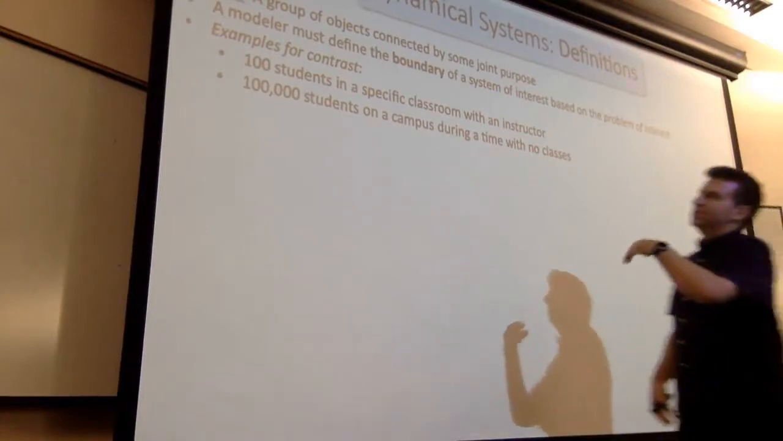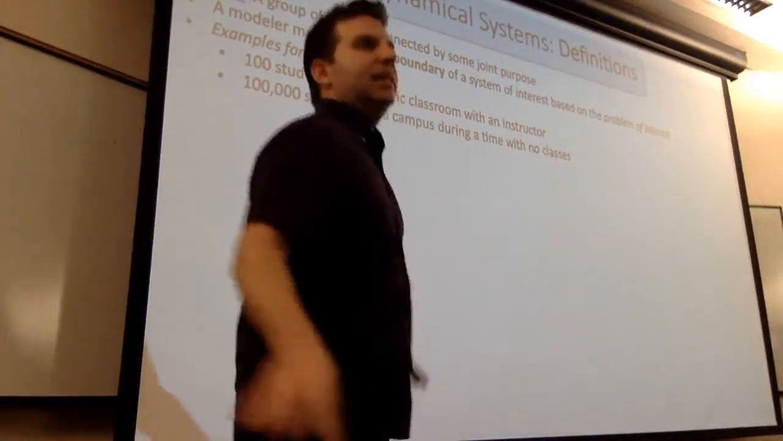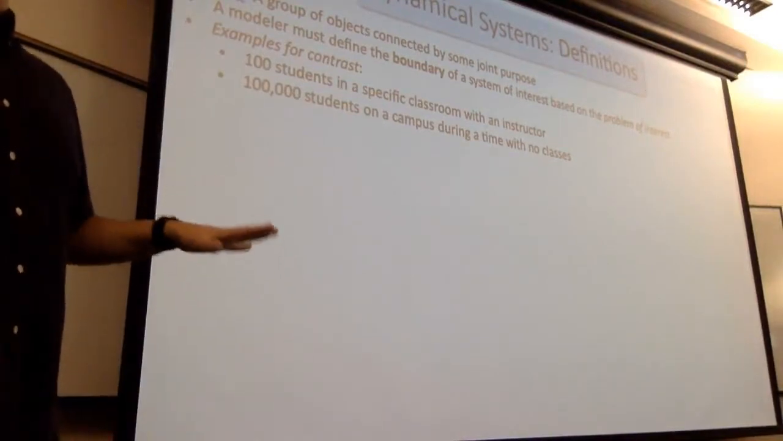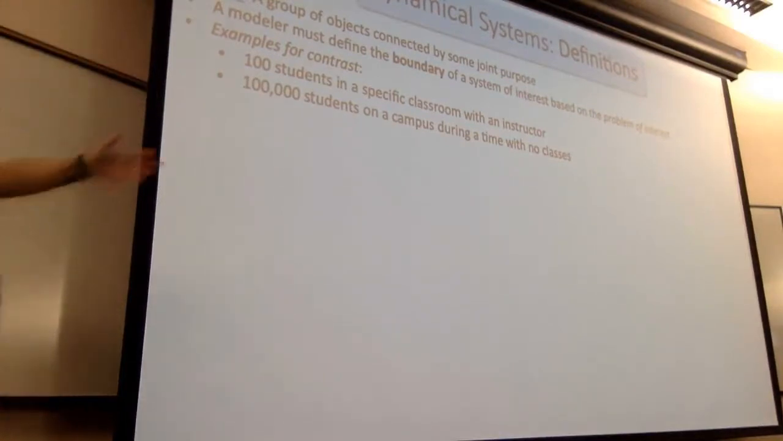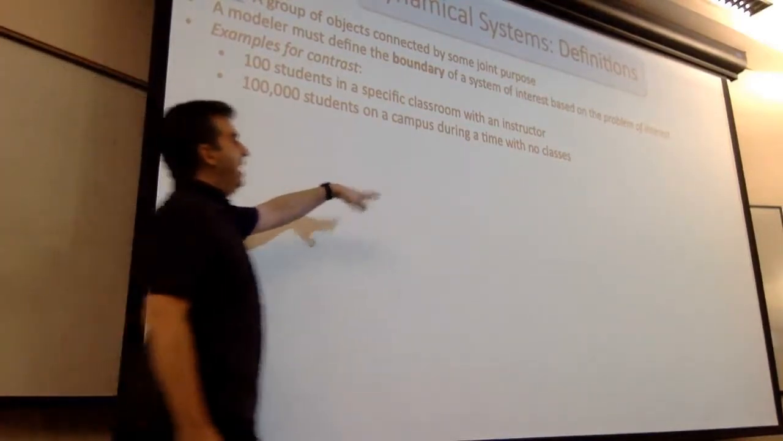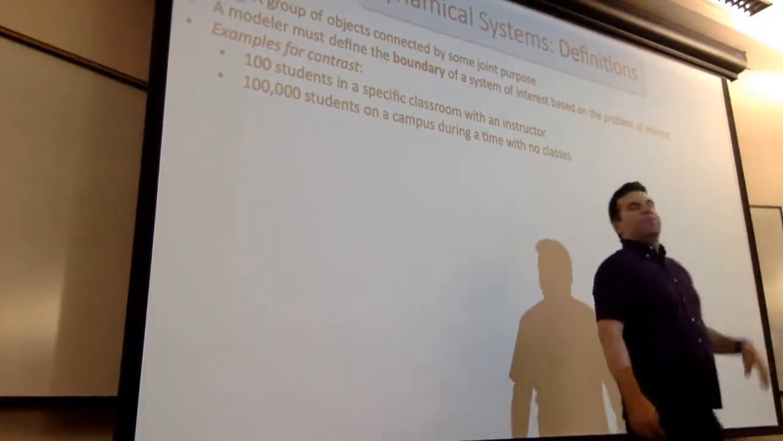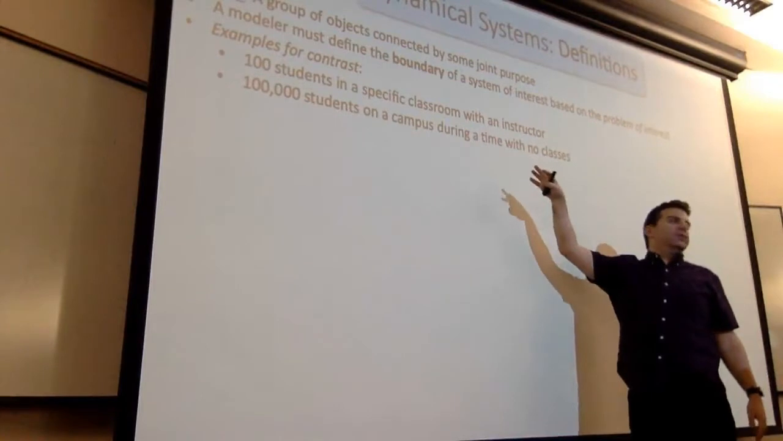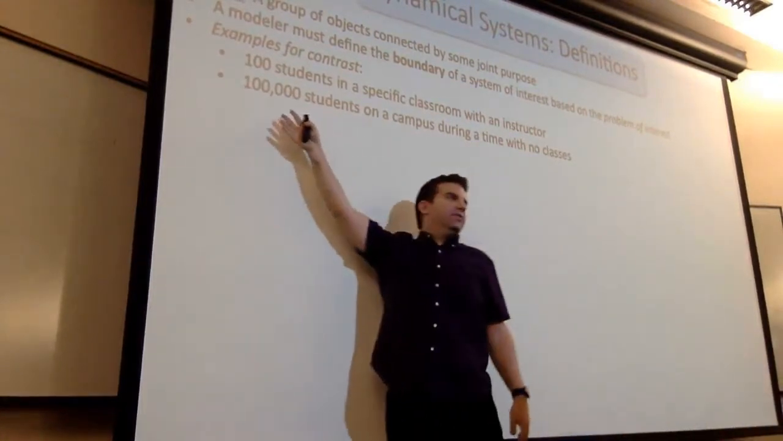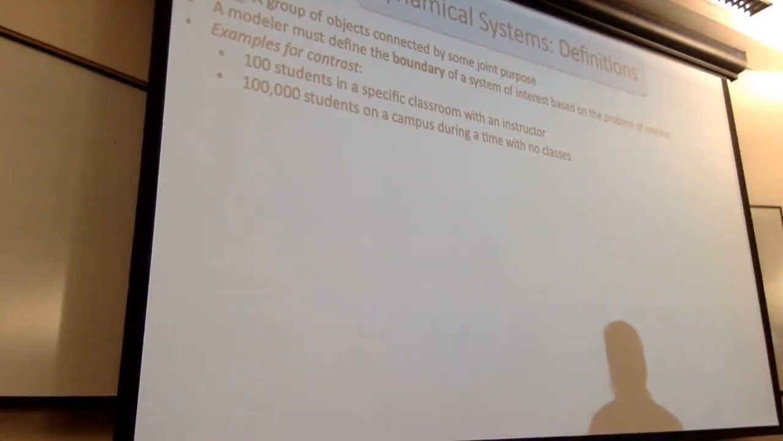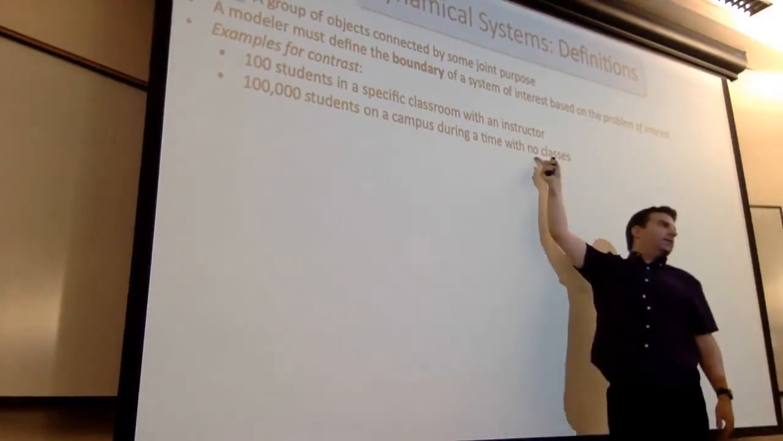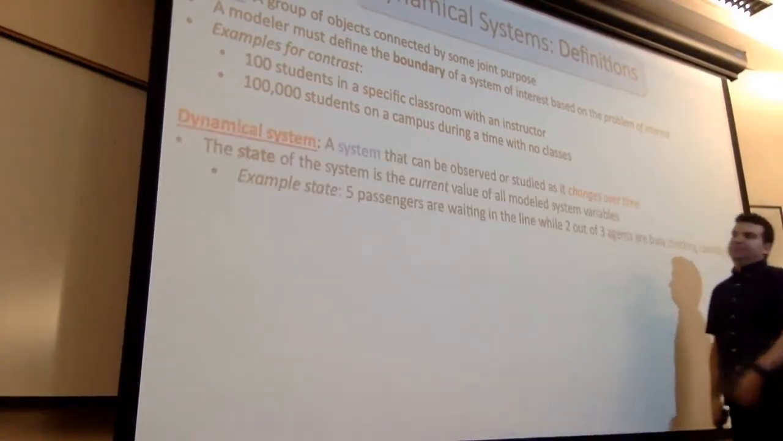So examples for contrast: 100 students in a classroom. This classroom could be a system that I'm modeling where maybe I'm the limited resource and you're the entities waiting on me. Or 100,000 students on a campus, maybe when there's no classes. So maybe at that point, we're not actually modeling anything to do with the instructors, but we're modeling how the students make use of the spatial resources. So a very different scale. Both models involve students, but you're modeling very different things. And because you're modeling very different things, within the model, you're not simply taking this model and adding to it. You're building a totally different model for that one.